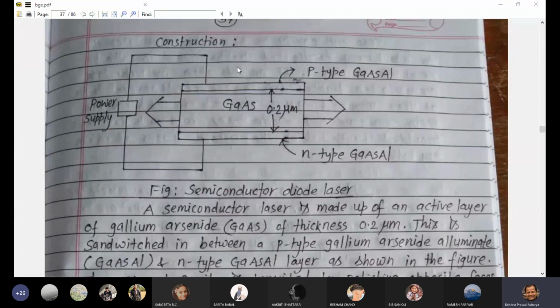Now, this is the construction of semiconductor diode laser. Let us see on the screen. By describing this figure, you can easily describe the construction of semiconductor diode laser. Here you see, this is gallium arsenide crystal. Gallium arsenide is a semiconductor, and it is very small in thickness, of the order of 0.2 micrometer.